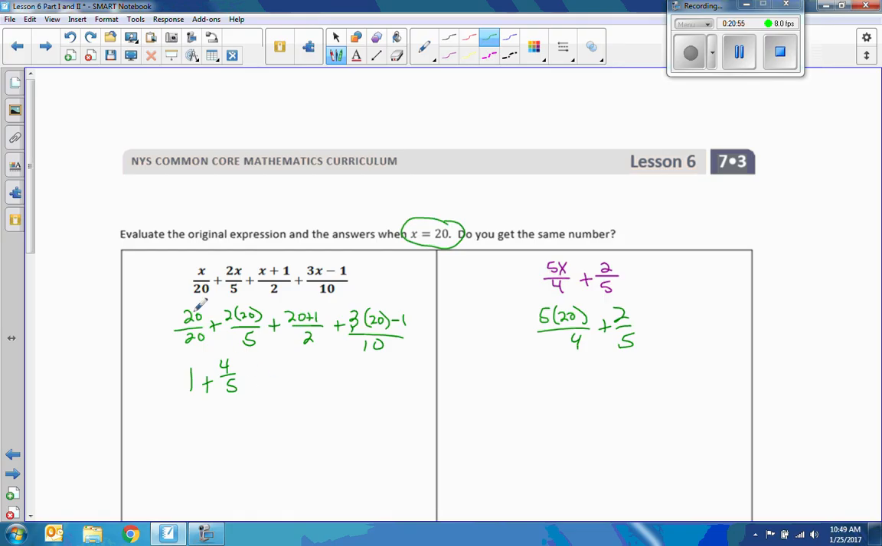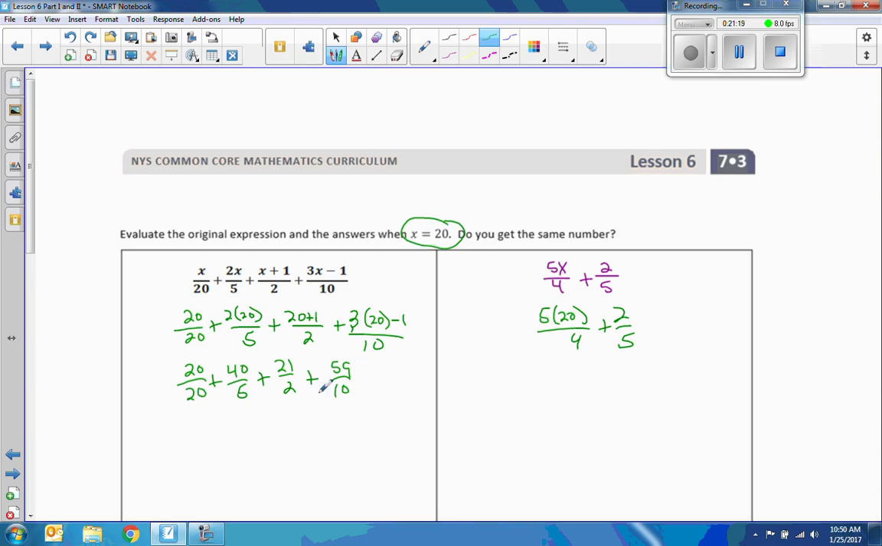Okay. Actually, let's leave this 20 over 20 because we have fractions that we're going to have to find a common denominator for. So I'll just leave that as a fraction. And this is going to be 40/5 plus 21/2 plus 60 minus 1 is 59/10. Okay.